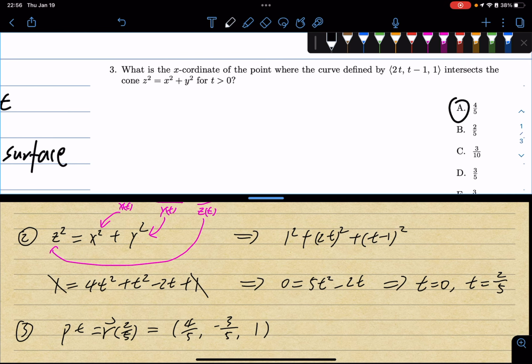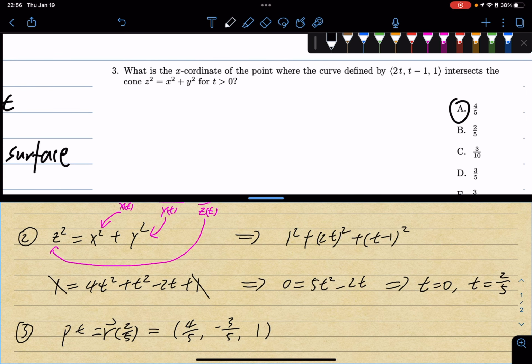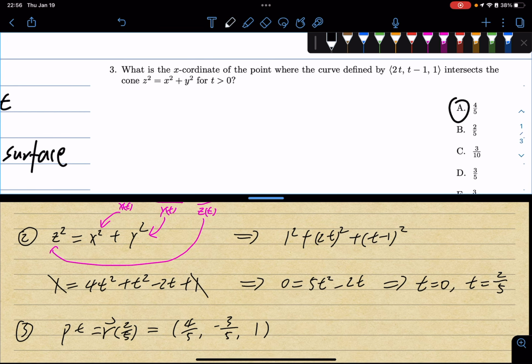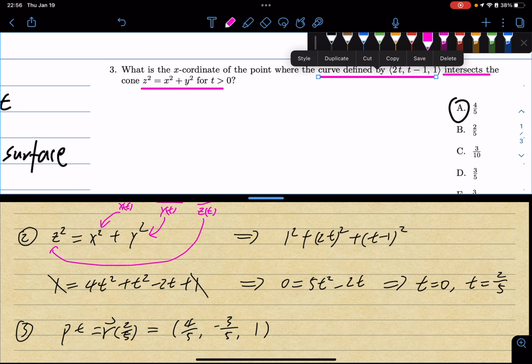This is kind of a trick answer choice for the people who don't read the question very carefully. They just saw t equals 2 over 5 and are going to select answer choice Bravo, but that is not what the question is asking for. It's asking for the x coordinate. So let's go ahead and highlight these keywords for you to better understand what we're looking at.